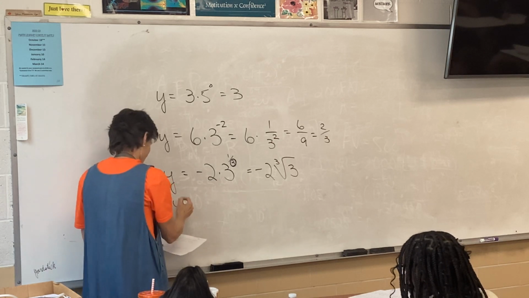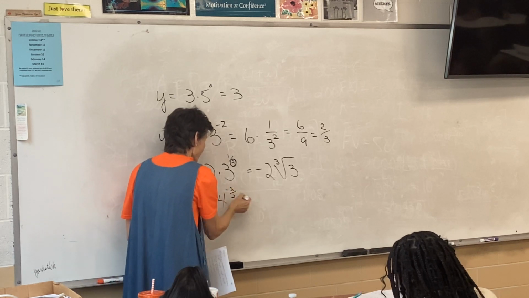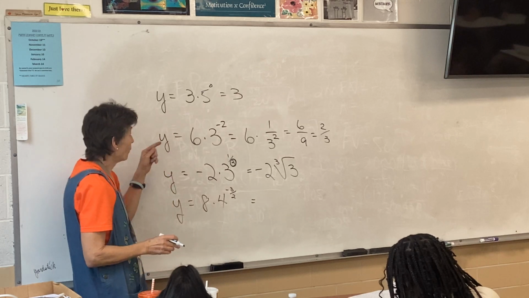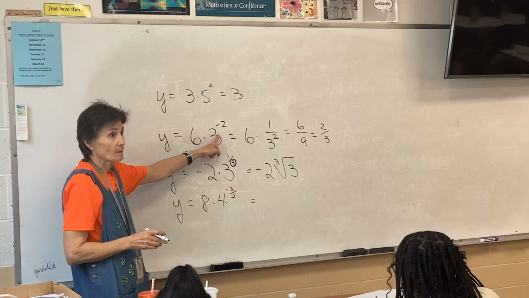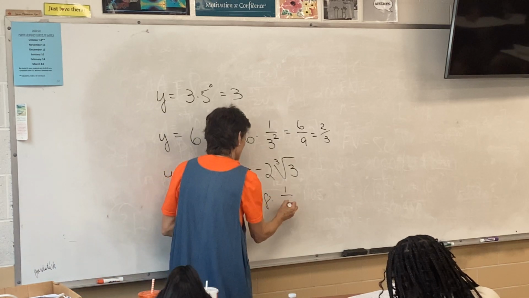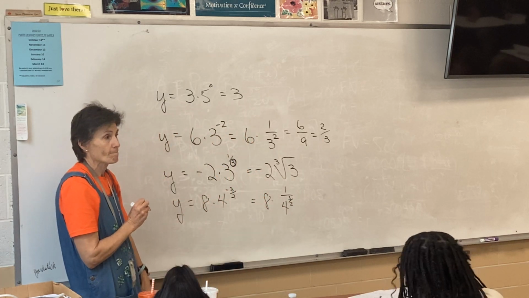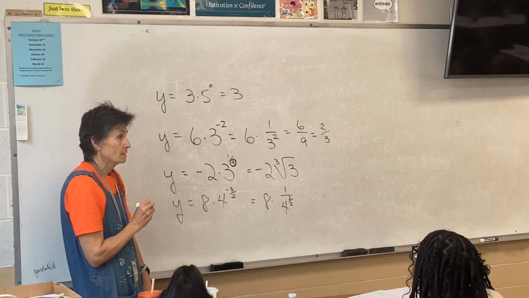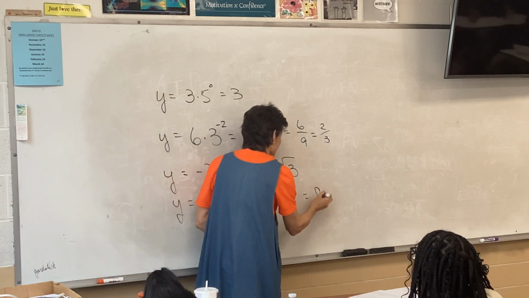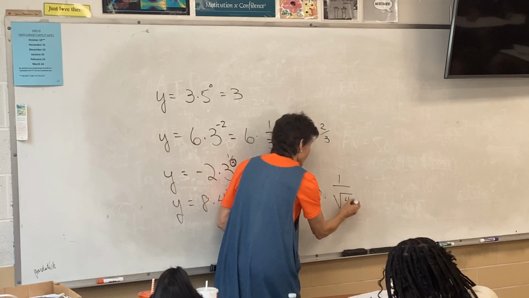And then 8 times 4 to the -3/2. All right, now don't panic, one step at a time. What do we do with negatives? Send to the bottom. Make it 1 over. So this is going to be 8 times 1 over 4 to the 3/2. Fractional exponents are radicals. So this is 8 times 1 over the square root of 4.